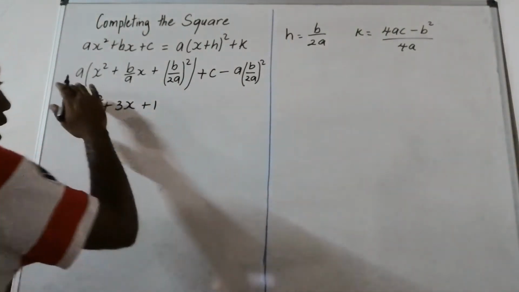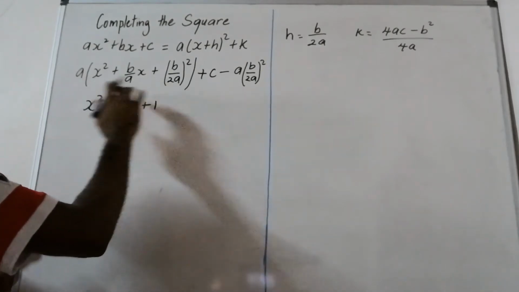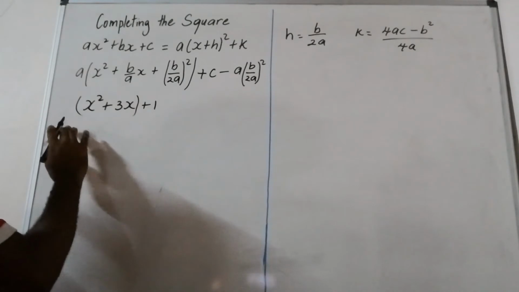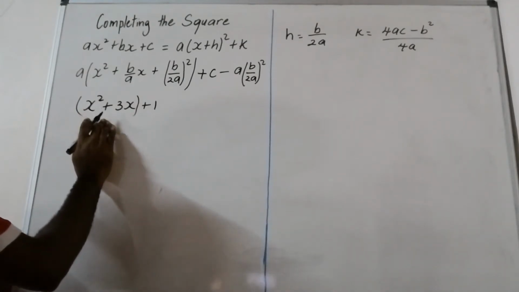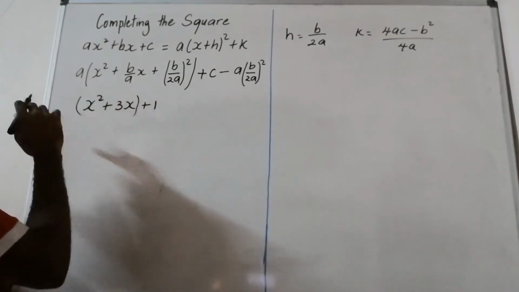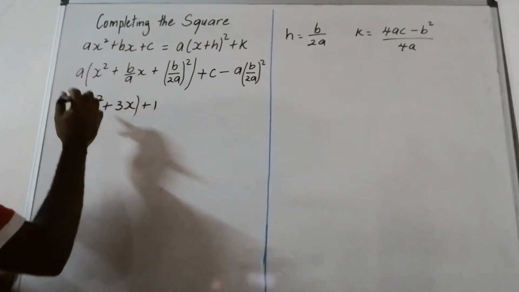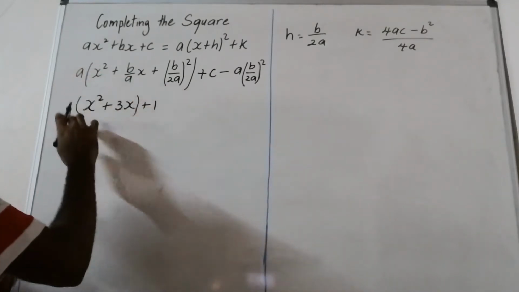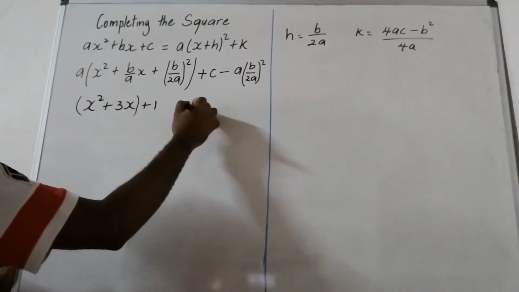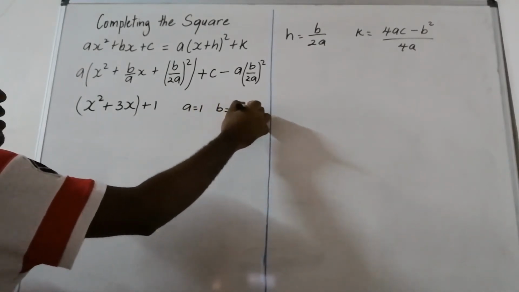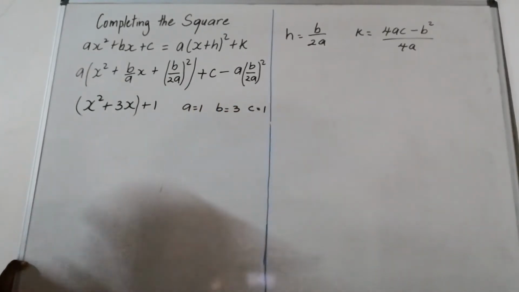Now let's look at our example here. We have to write our portion here as a perfect square. C represents our constant here. One good thing is just to represent what a, b, and c are. So a is equal to 1, b is equal to 3, and c is also equal to 1.